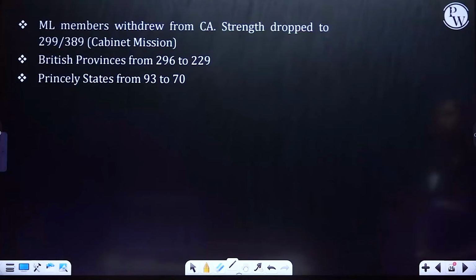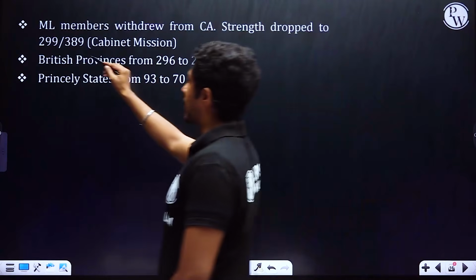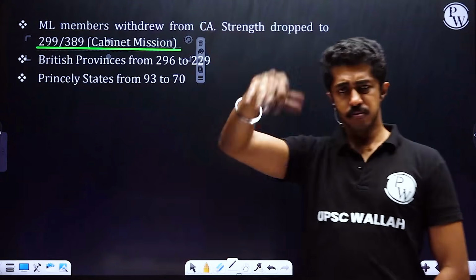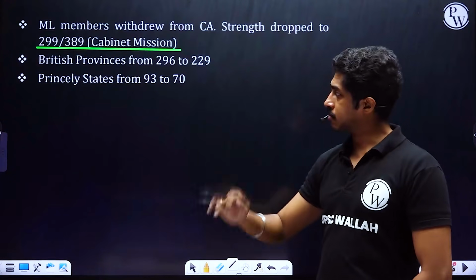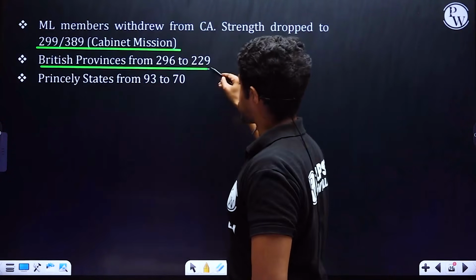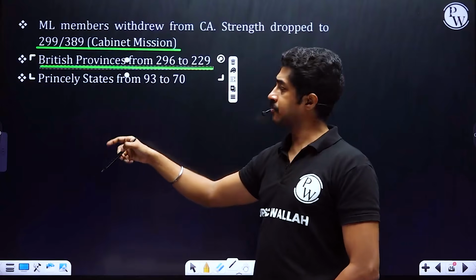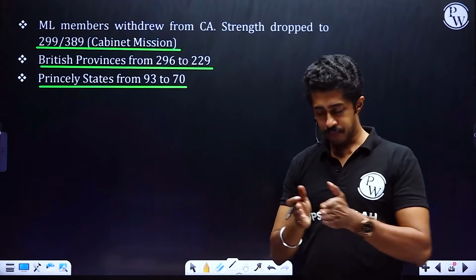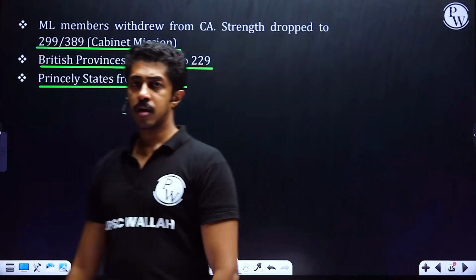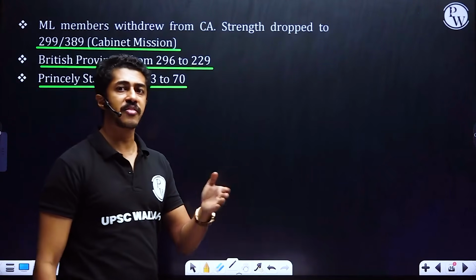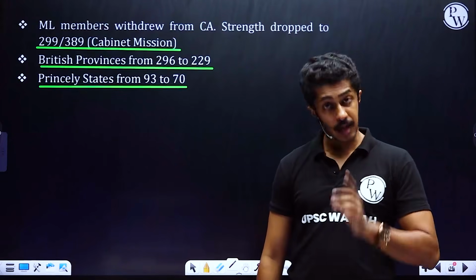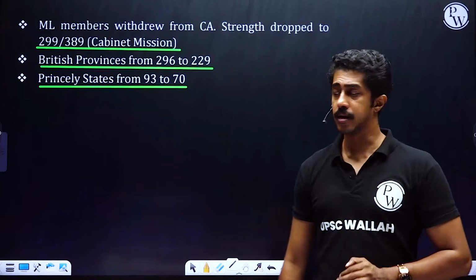Taking it further forward, Muslim League members withdrew from CA. Strength dropped to 299 out of 389 following the cabinet mission. Strength dropped because Muslim League broke out of it. British provinces from 296 to 229. Princely states also dropped from 93 to 70. Why? Separate nation. Because there was that provision again, princely states are free to join either India or Pakistan, or if they want, they can stay independent also. At that point of time, that provision was there. Clear?